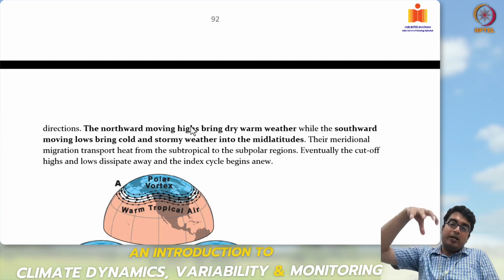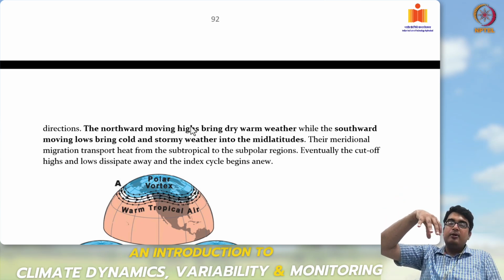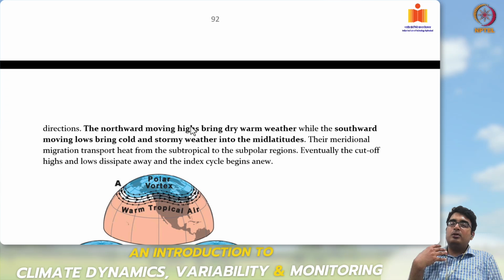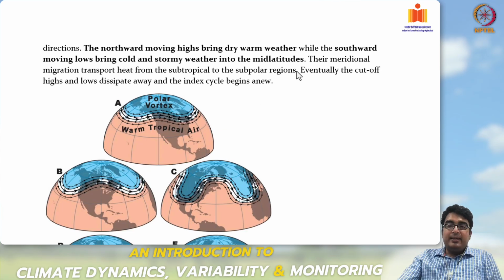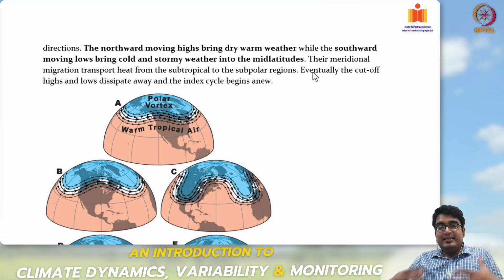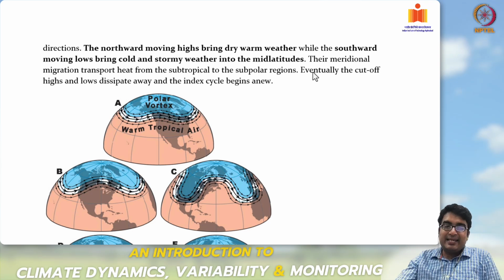So, the southward moving low pressures from the subpolar regions bring cold, stormy weather. Usually snowstorms that you often find in the winter times in the northern hemisphere are created by these subpolar lows, whereas dry, warm spells are created by these anticyclonic highs that are moving northwards. This is causing the meridional migration of heat from the subtropics to the subpolar lows. Eventually, the cutoff highs and lows dissipate away and the index cycle begins anew.